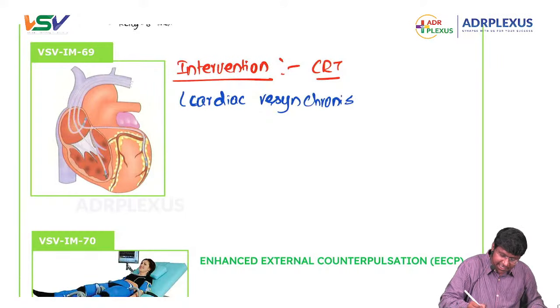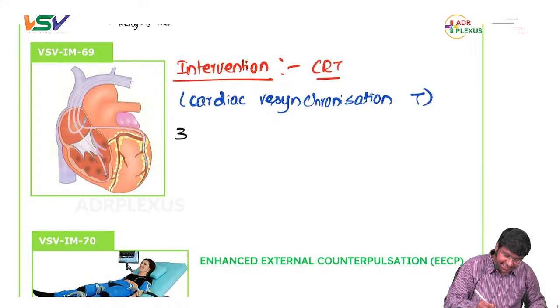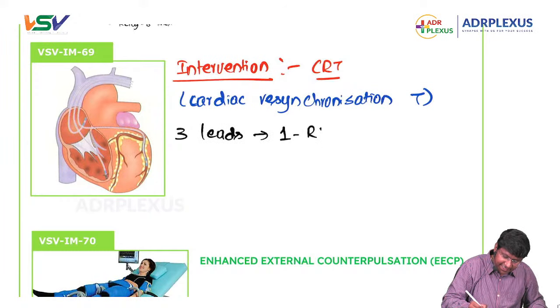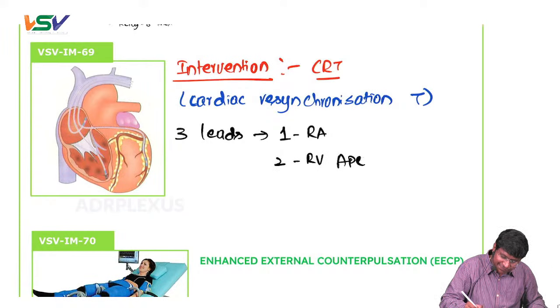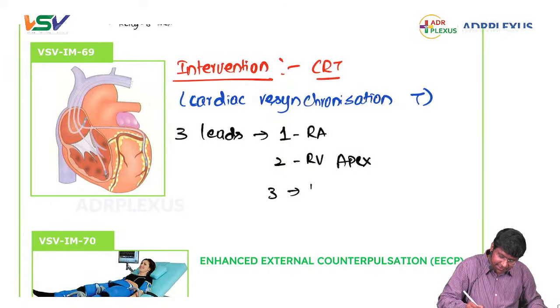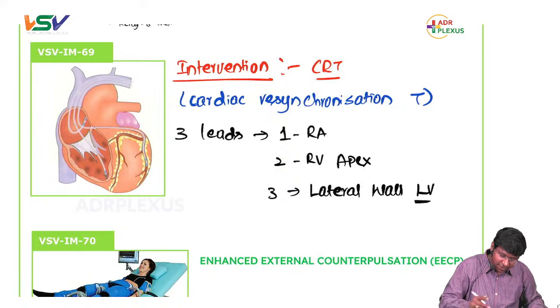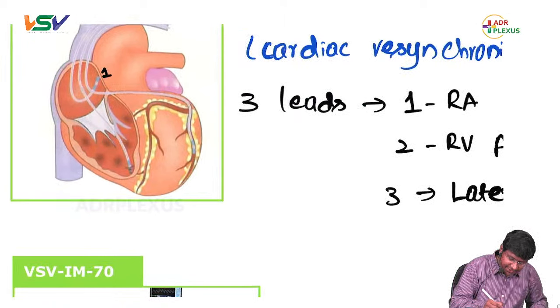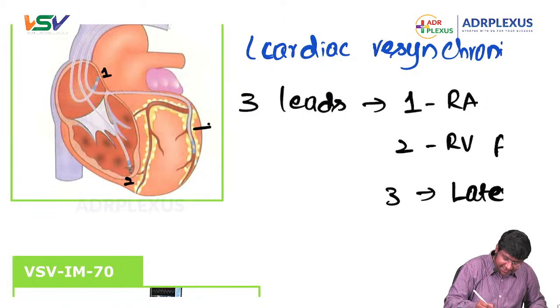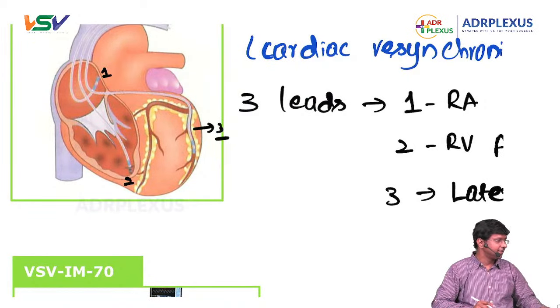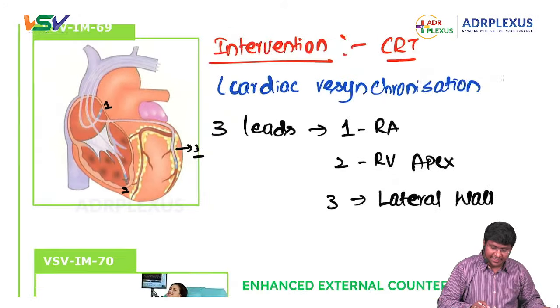In cardiac resynchronization therapy, we place 3 leads totally. And where are these 3 leads? One lead is in the right atrium, another lead is in the right ventricular apex, and the third lead is in the lateral wall of the left ventricle. So this is lead 1, this is lead 2, and this is lead 3. This will be present in the lateral wall of the left ventricle.